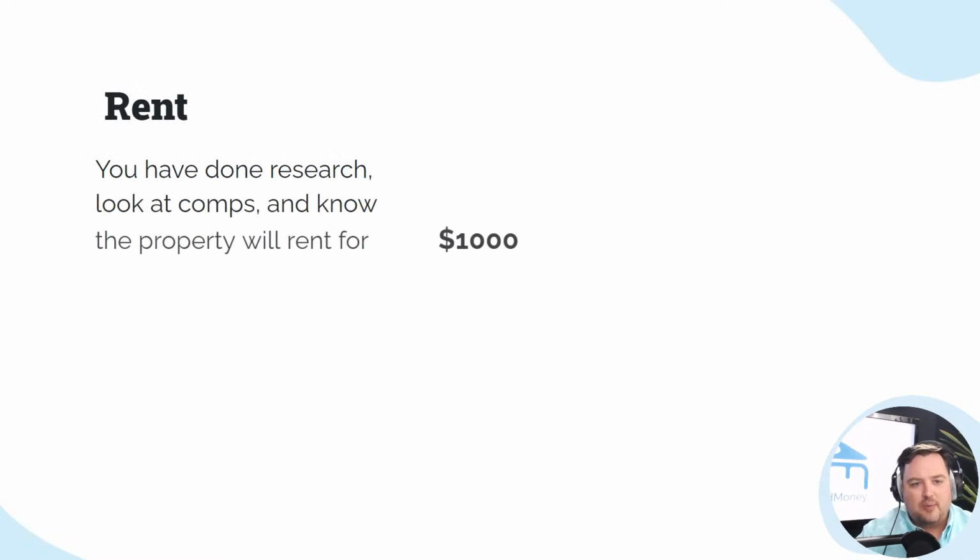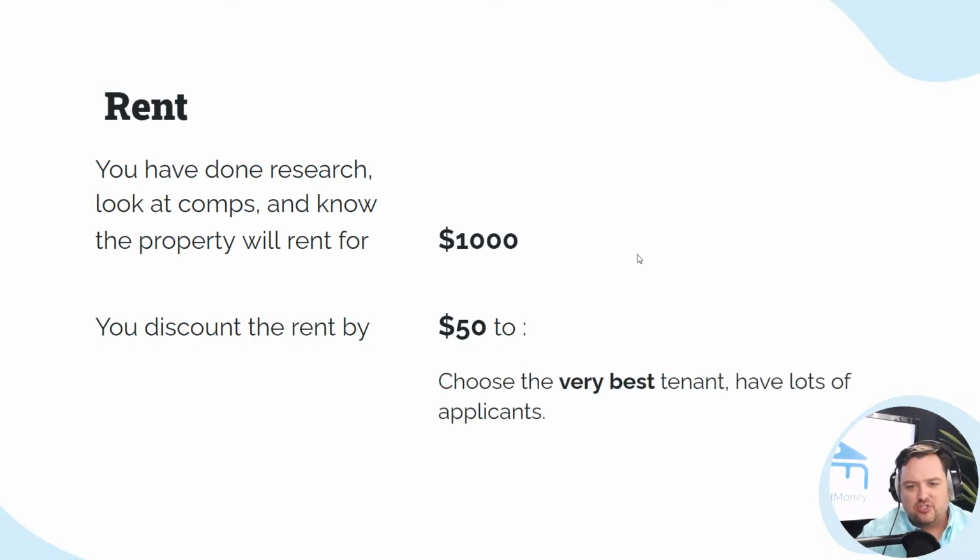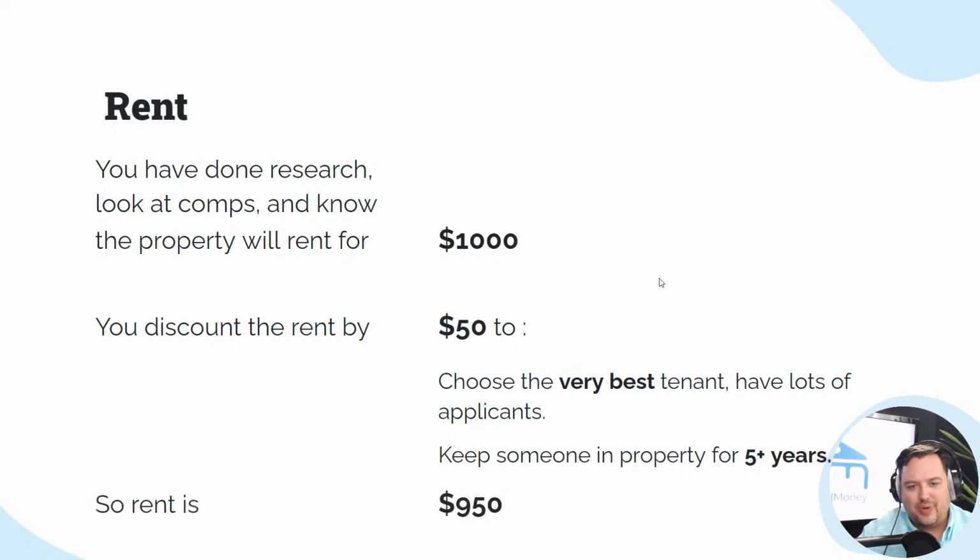So let's just run a hypothetical with everything we're talking about here. You've done your research. You looked at the comps and you know the property will rent for $1,000. So you discount it by $50, so you're down to $950. You choose the very best tenants. You have lots of applications, and you keep somebody in the property for 5+ years, so your rent's $950. Keep in mind, we do a small rent increase every year, $5, $10 every year. We do a small rent increase to cover some of the cost of living increases.